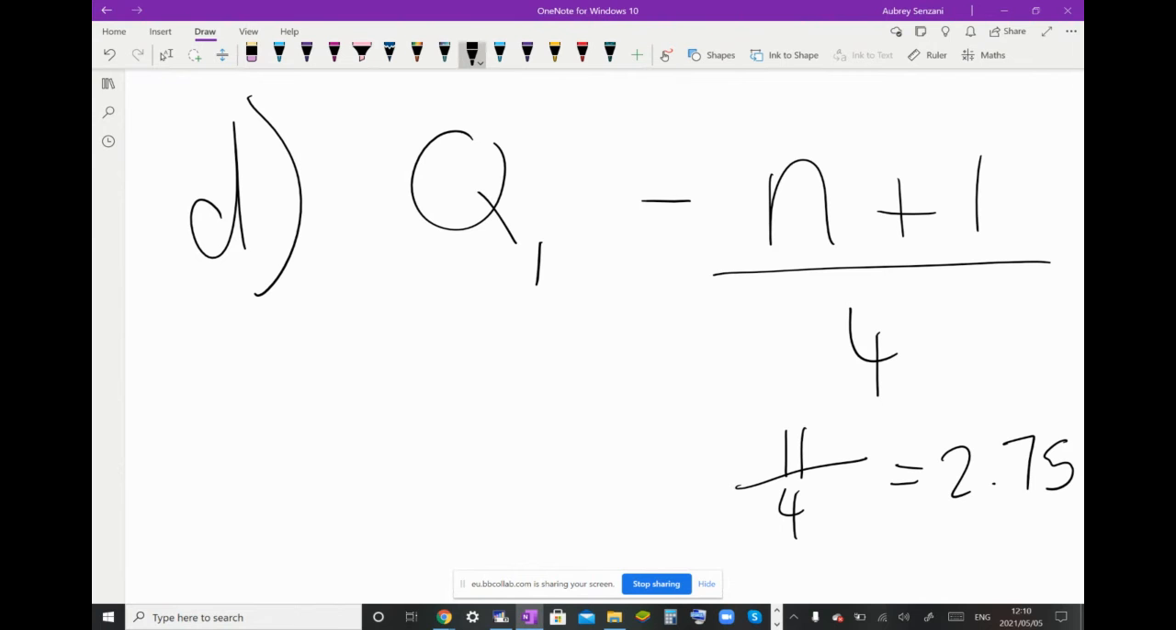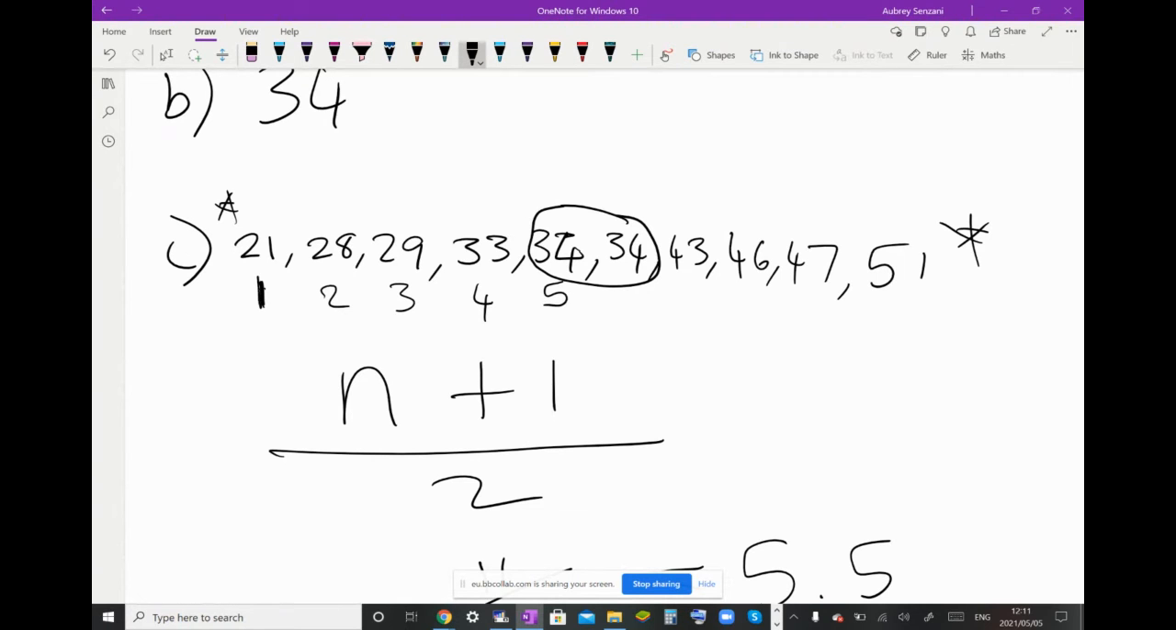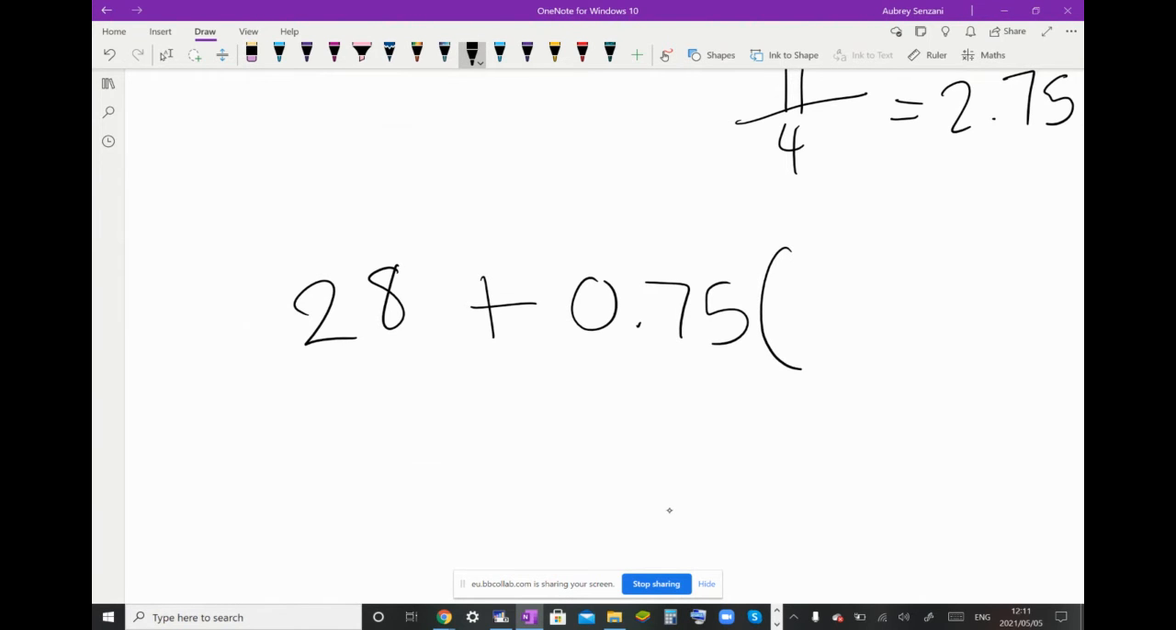2.75. Okay, cool. So then we need to go back and say, okay, we have our first value, we have our second value, but then we need 0.75 of the difference between our second and third value. So let's quickly do that. It's basically 28 plus 0.75 of 29 minus 28, which is obviously 1. Then 1 times 0.75 gives you 0.75, plus 28. So your final answer will be 28.75.